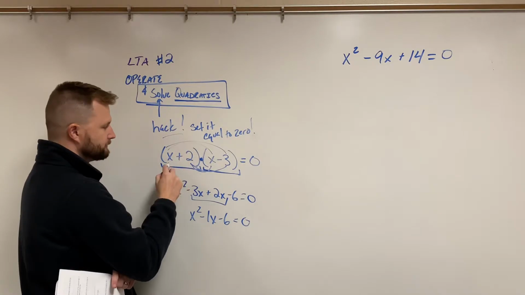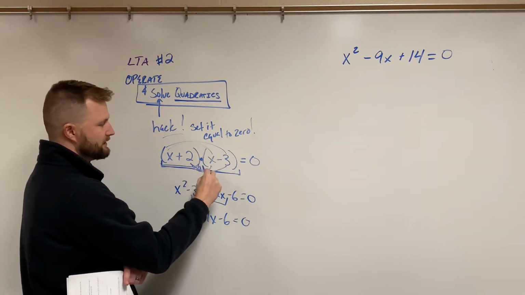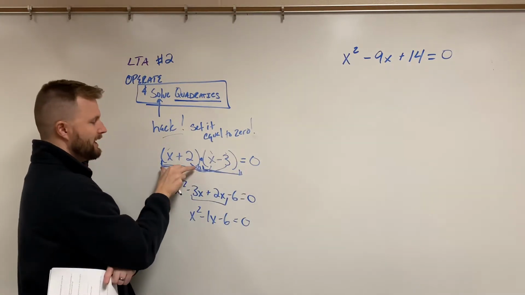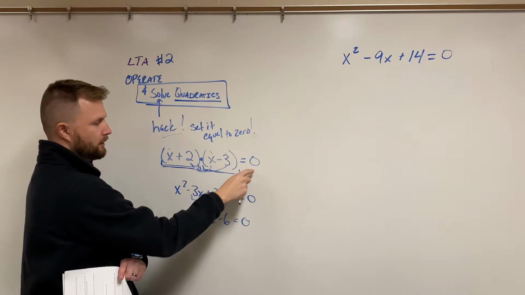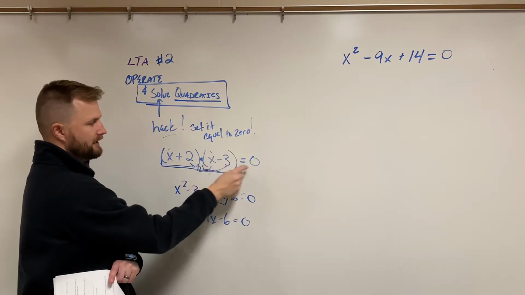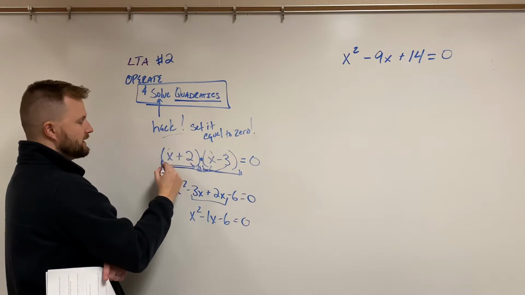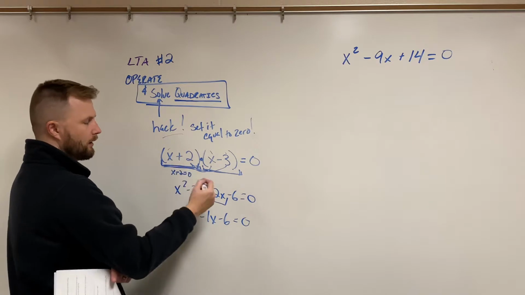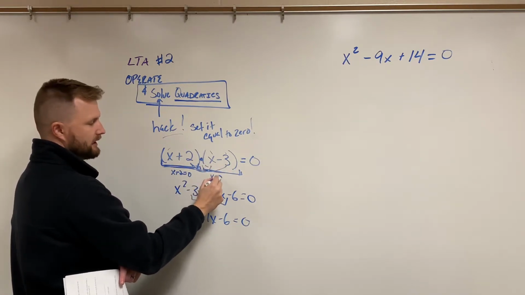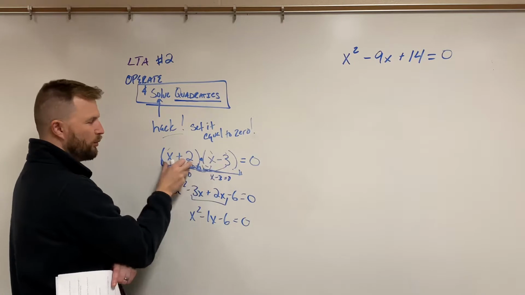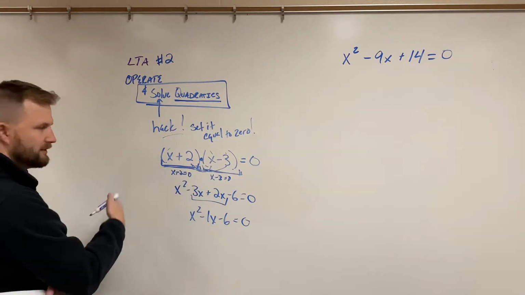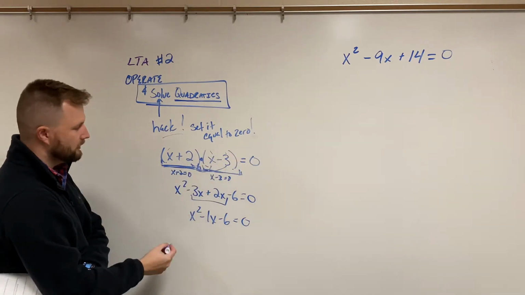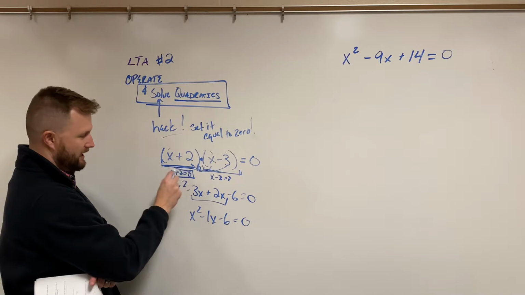But up here, something times something equals 0. Well, isn't anything times 0, 0? Or vice versa, 0 times anything, 0? So you need to make this chunk, the x plus 2, equal to 0, or this chunk, the x minus 3, equal to 0, because just one of them needs to turn into 0, because 0 multiplied by anything is just 0.